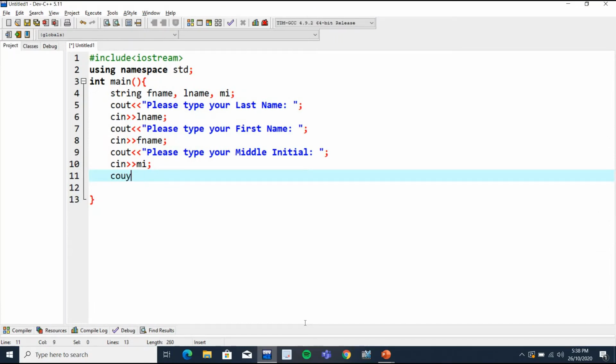So, cout, hello, and then tatawagin po natin si first name will be F name. And then, lagyan din po natin siya ng space before yung last name. Yung last name. So, maglalagay ulit tayo ng quotation mark para sa space. And then, lagyan din natin siya ng comma.